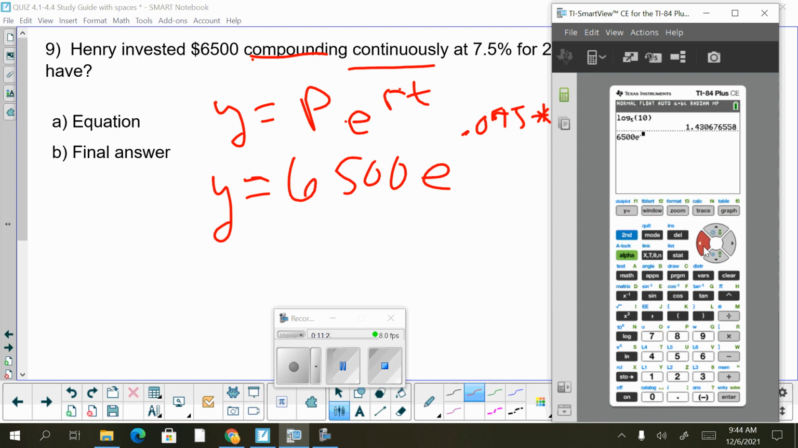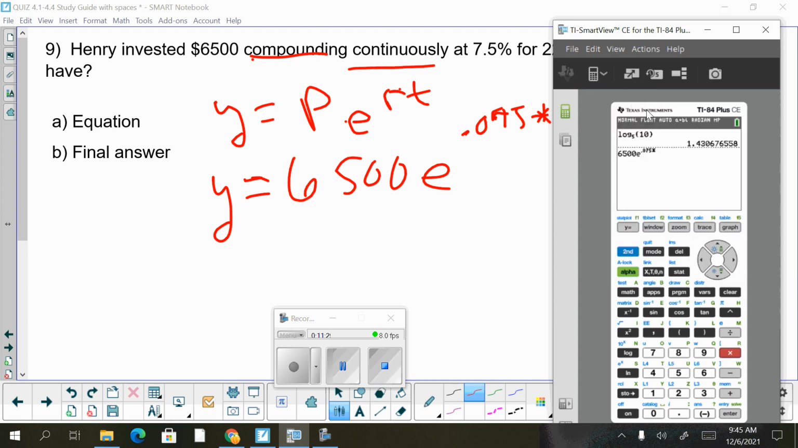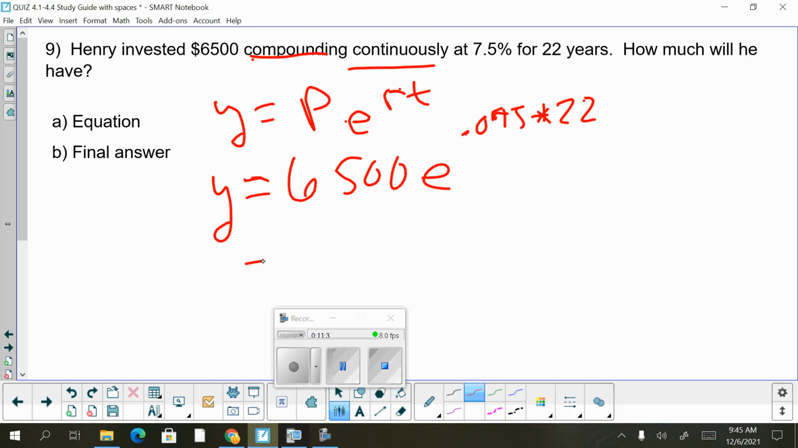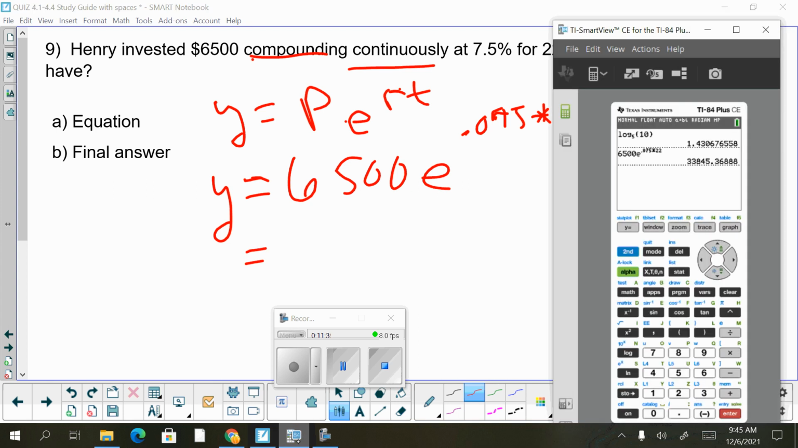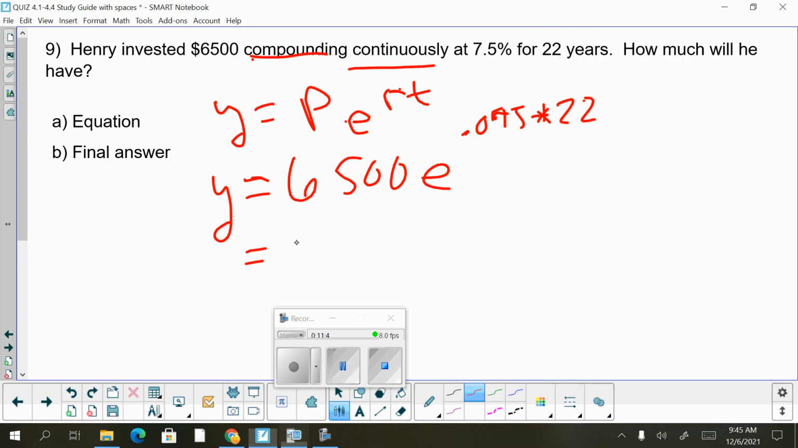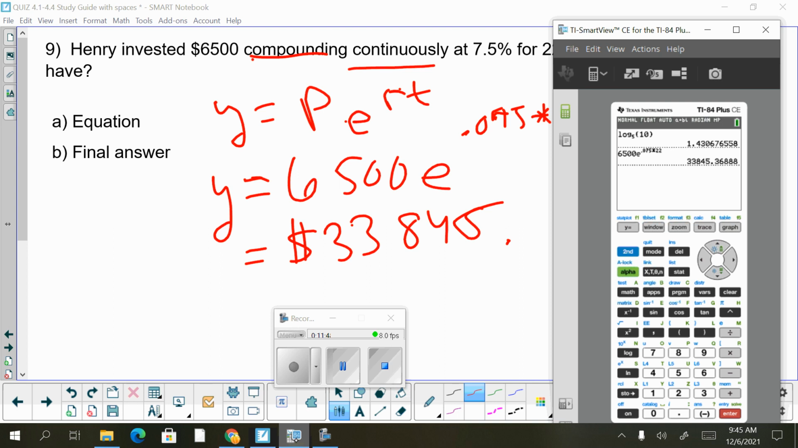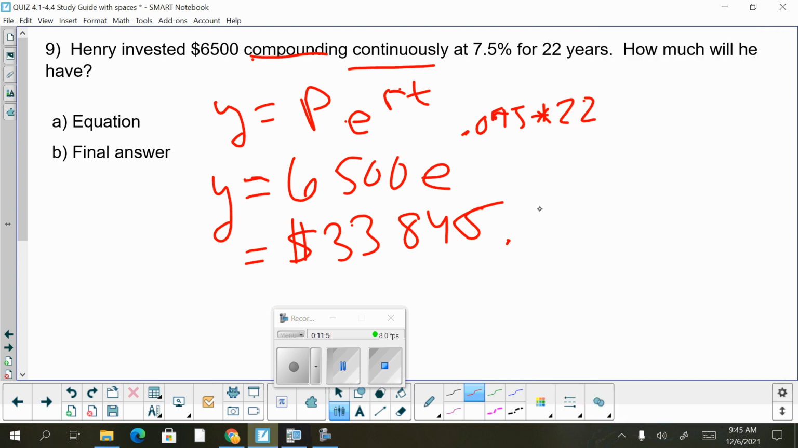0.075 times, I forgot how many years. Was it 22? Yep, 22 years. 33,845.37.